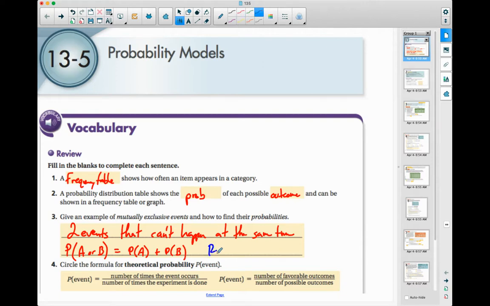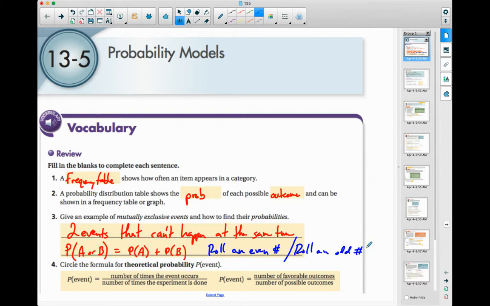How about roll an even number, and roll an odd number on one number cube or one die. Can't happen at the same time.